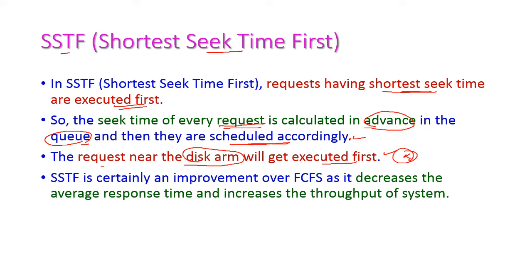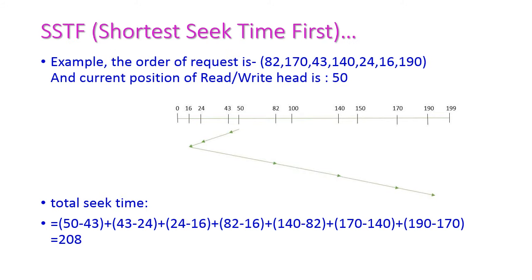Okay, and this is an improvement over FCFS, and it of course decreases the average seek time, that is the average response time, and increases the throughput of the system. And let us take the same example for explaining the shortest seek time first scheduling algorithm. These are the requests which are available in the request queue, and the current head position is 50. The head is currently at 50.